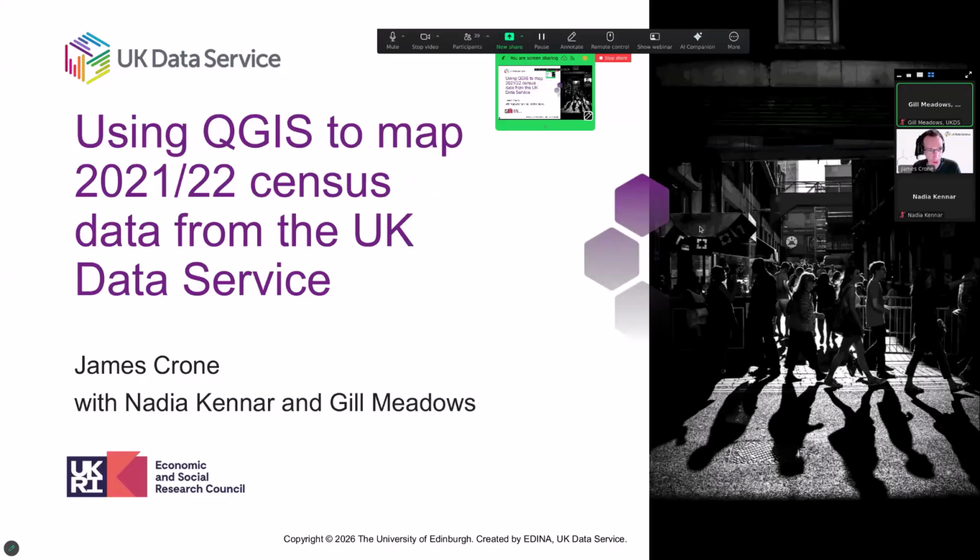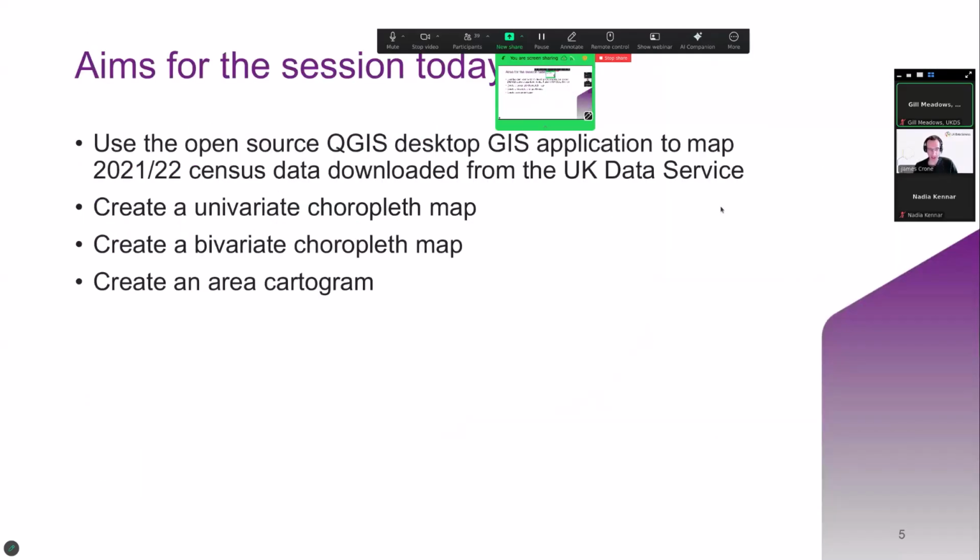Welcome to this webinar. We're going to use QGIS to map 2021-22 census data from the UK Data Service. So the aim for the session today is really to use the QGIS desktop GIS application to map 2021 and 22 census data from the UK Data Service. I'm going to create a univariate choropleth map, a bivariate choropleth map, and an area cartogram using QGIS.